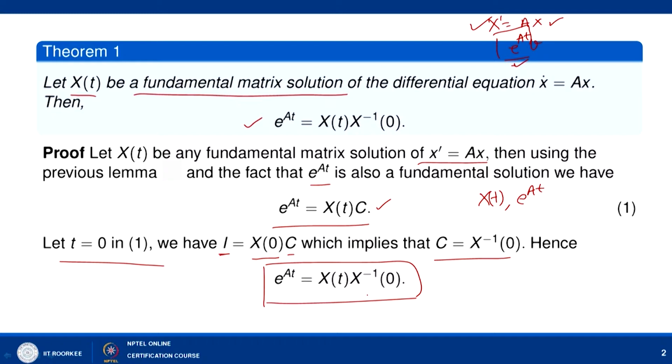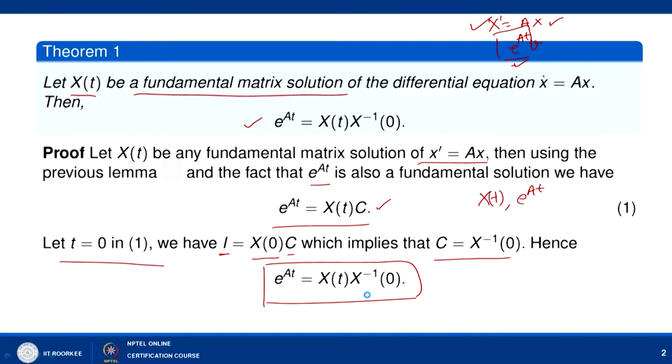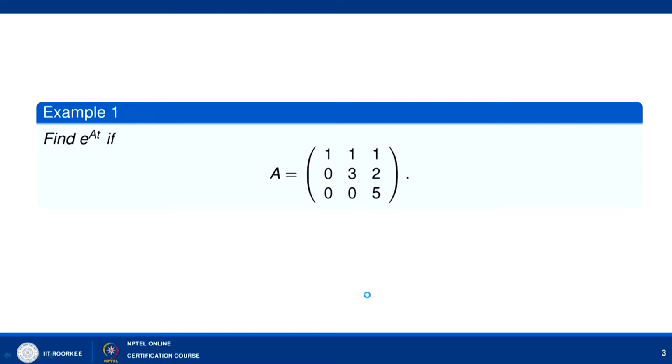Okay. And once e to power at is given to you, then you can take any constant vector of size n cross 1, and you can write down the solution of x dash equal to Ax as e to power at into that vector v. Now let us take one example so that we can give an illustration of this theorem 1. So here in example 1 we need to find e to power at where A is given as 1 1 1, 0 3 2, 0 0 5.